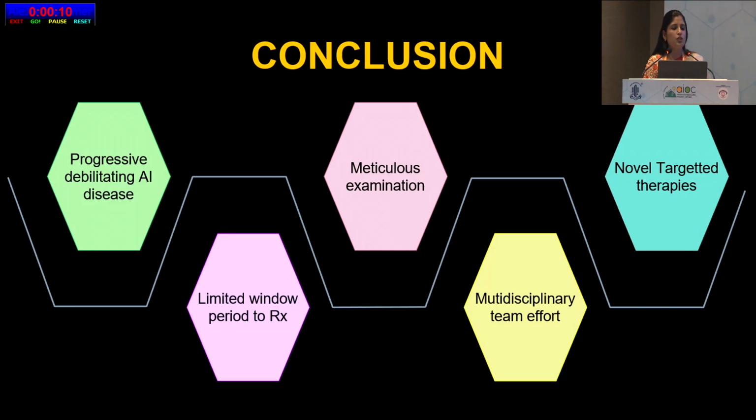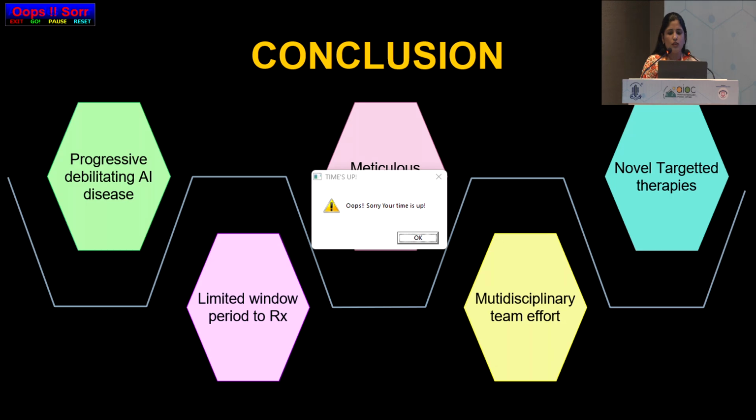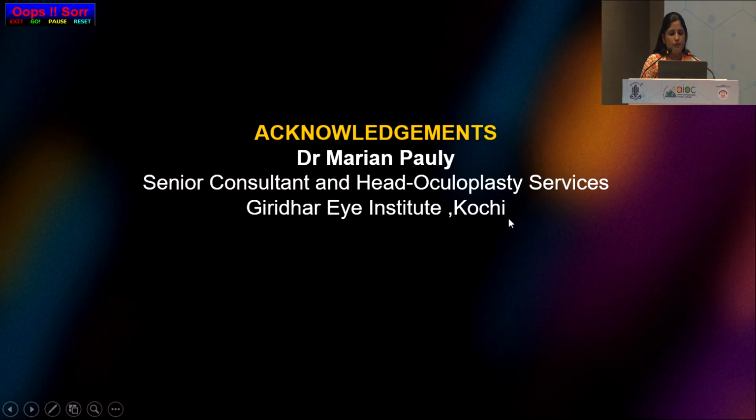So in conclusion, thyroid eye disease is a progressive, debilitating autoimmune disease with a very limited window period to treat, which requires meticulous examination because clinical diagnosis is the cornerstone in the diagnosis. A multidisciplinary team approach is required, and novel targeted therapies are the way forward.